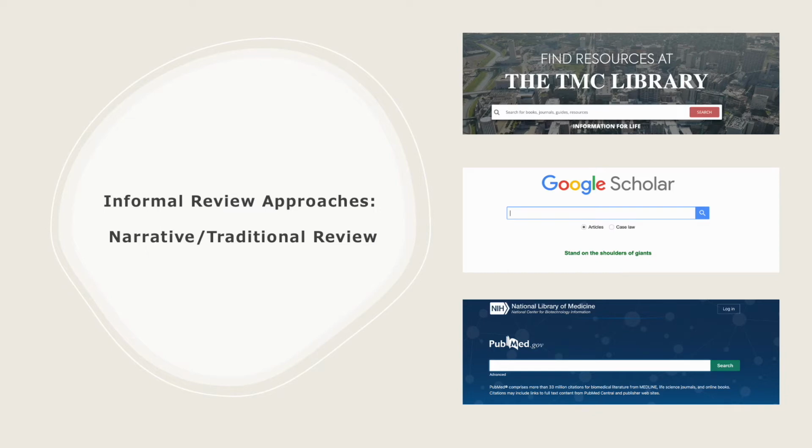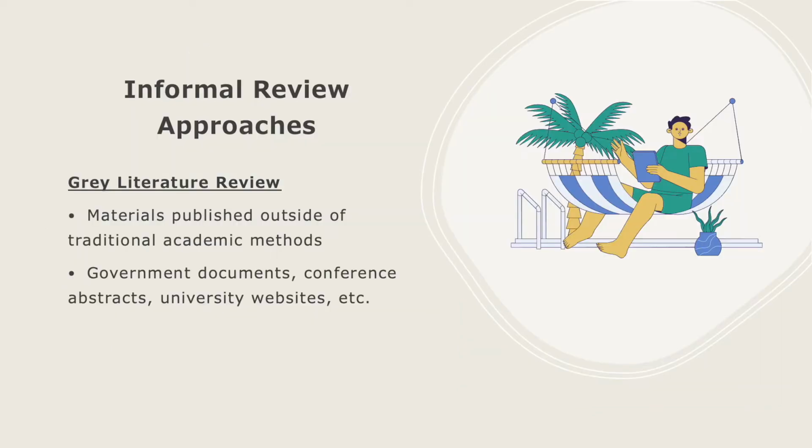The second informal review approach we will discuss is the gray literature review. Gray literature refers to materials published outside of traditional academic methods, like peer-reviewed journals, and may include government documents, conference abstracts, or information published on university websites. Like narrative reviews, gray literature reviews do not follow a formal protocol or procedure, although you may predetermine which types of sources you will examine.